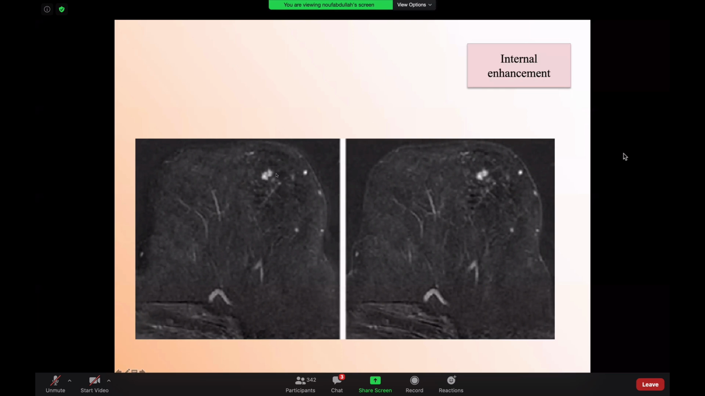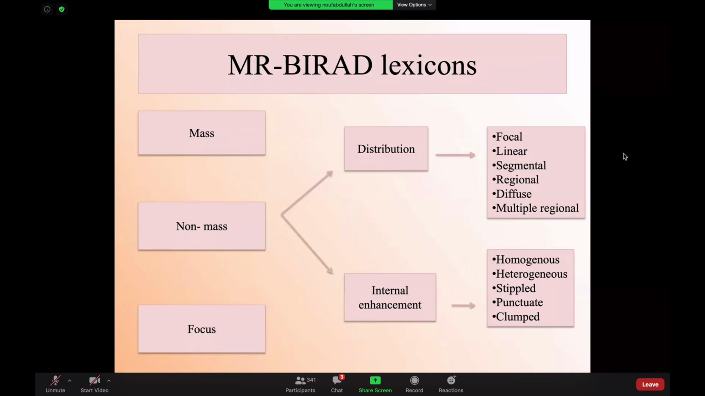In this lesion, you can see that there is non-enhancing internal septation. This is in keeping with benign, usually seen in fibroadenoma. However, it is not specific. It has been described in malignant lesions. So when I see it, I don't depend on it. I just describe it, but it cannot differentiate benign from malignant. So we finish masses. Now we move into non-mass.